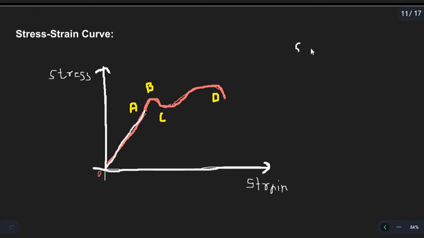We have learned that stress, which I have denoted by S, is equal to E into strain, which I have denoted in the previous part. So this is an equation of the form y is equal to mx. Y is equal to mx, right? So this is a straight line passing through the origin. So I think it is clear that up to point A, Hooke's law is obeyed. And if you find the slope of OA, you can definitely get Young's modulus of elasticity.